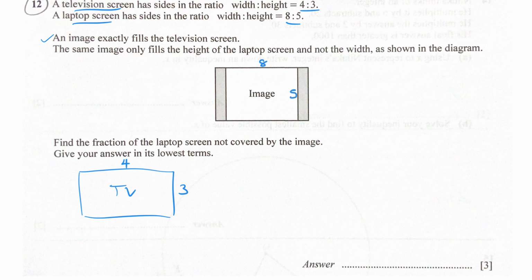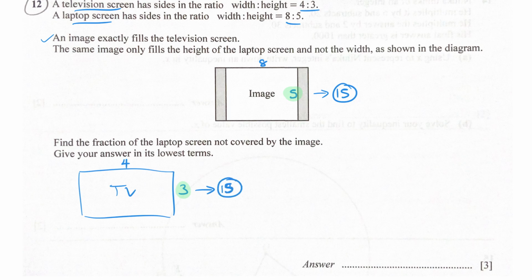Now we have to be very clear at this point which two units are equivalent to each other. So if you look carefully, lengthwise, the laptop screen doesn't fill up the whole thing, but it's actually the width that is equal to each other. So that will be the basis of our units. So I'm going to find the lowest common multiple of 5 and 3. So this times 3 will be 15. This times 5 will be 15.